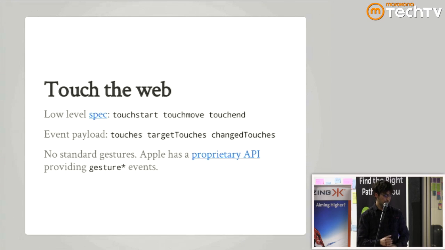And there's an event payload. Touches is the array of all the touches on the screen. Target touches just includes the ones on the element that you've bound to. And change touches is useful for, say you've got a touch end, and you want to know which finger was released. You have multiple fingers on the screen at the same time. It'll include that information.